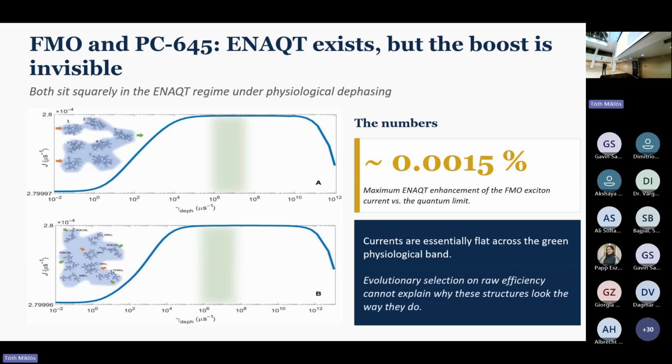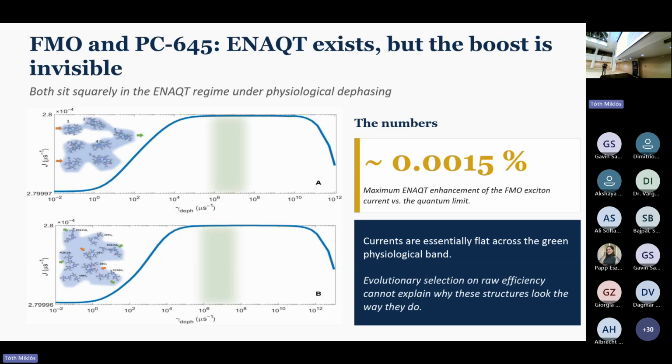Okay? And these are the examples for PC645 and for the FMO. You see that there is an increase indeed in the efficiency. And the efficiency we can actually calculate. It's just the power out divided by power in. So it's a measure that we can actually calculate. So you can see that the physiological regime indeed lies within this interesting Goldilocks regime of perfect environment-assisted quantum transport.